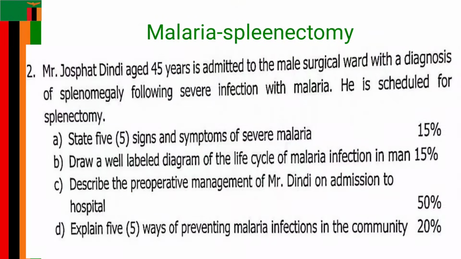So the scenario reads, Mr. Josephat Dindi, aged 45 years, is admitted to the male surgical ward with a diagnosis of splenomegaly following severe infection with malaria. He is scheduled for splenectomy. Question A says, state 5 signs and symptoms of severe malaria.